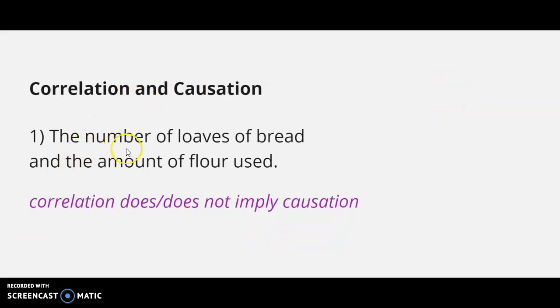Correlation and causation, the number of loaves of bread and the amount of flour used. Okay, so in this, correlation does or does not imply causation. Well, think about the situation here. We make a certain number of loaves of bread and we use a certain amount of flour to make that. The number of loaves you make does depend on the amount of flour. So whatever that correlation is, one does cause the other.